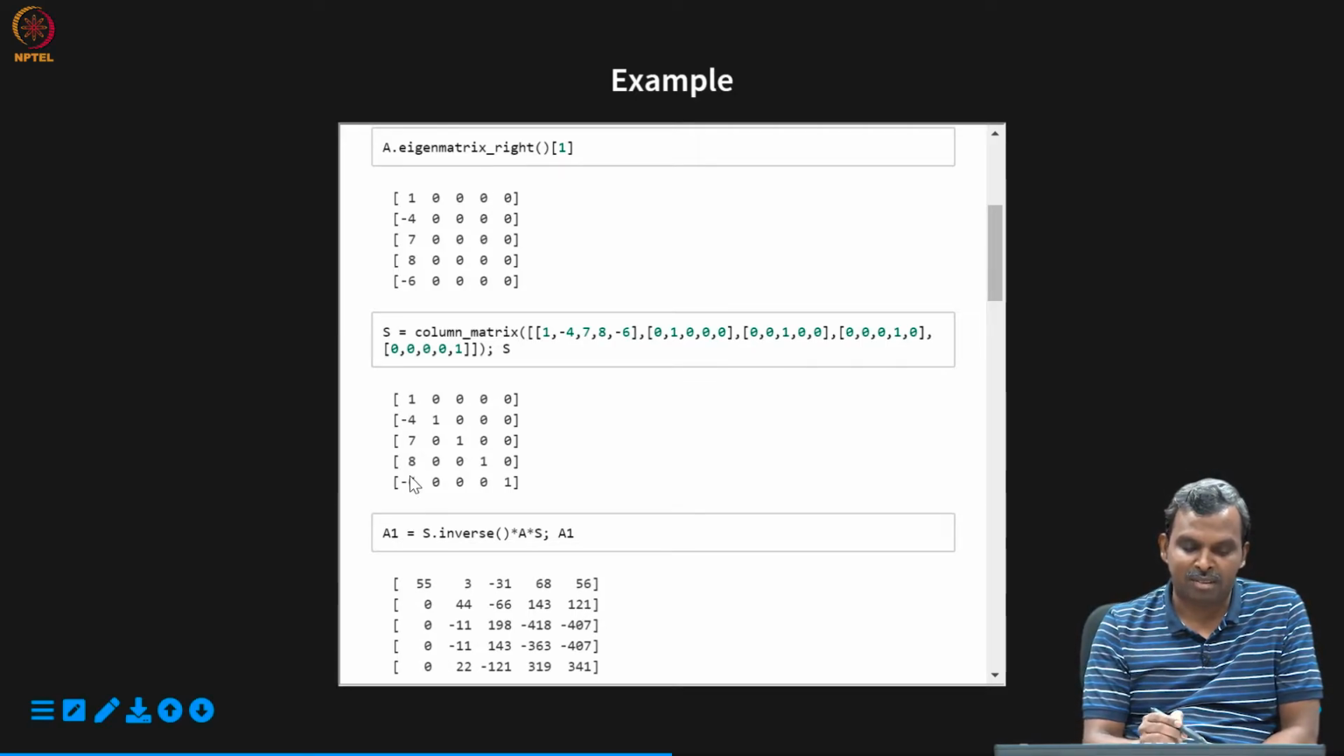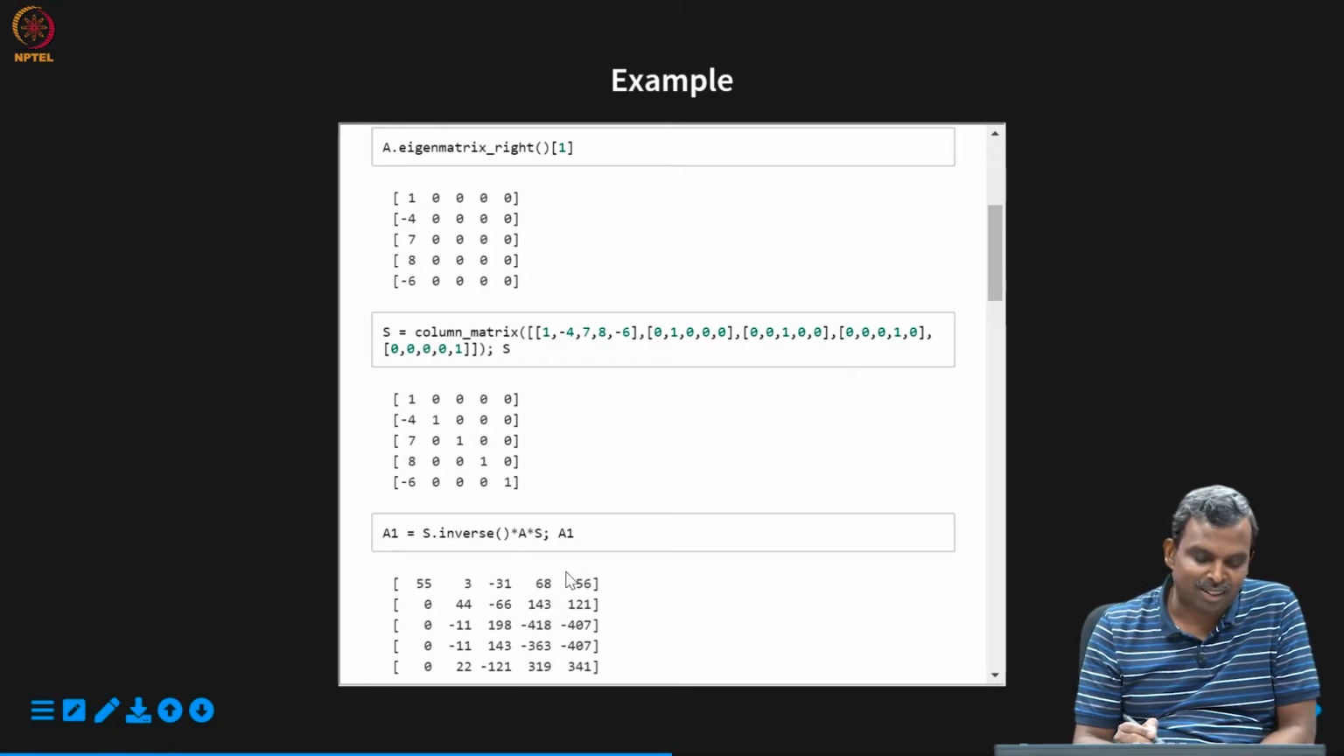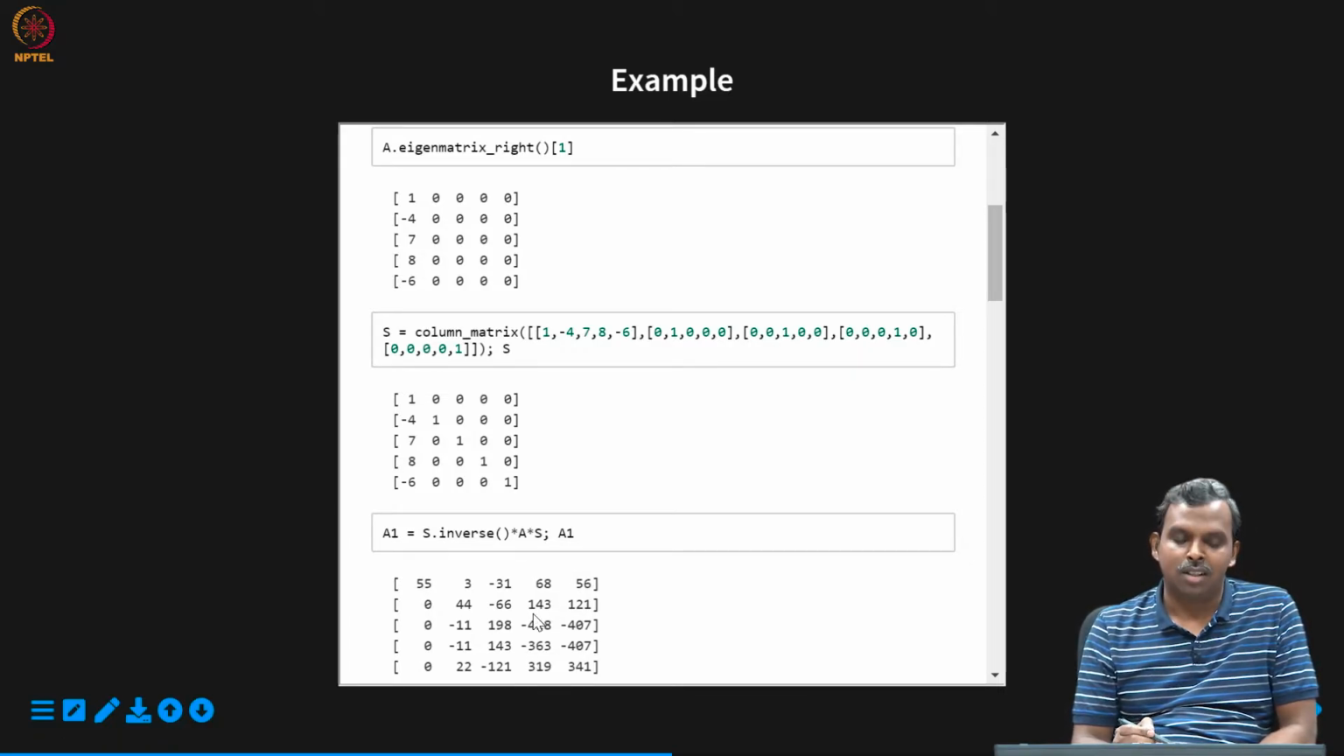The first one was an eigenvector, so I got the first column as 55 followed by zeros. The remaining I don't know what it is, so it's all over the place. I get all sorts of entries. So this shows you how this worked.